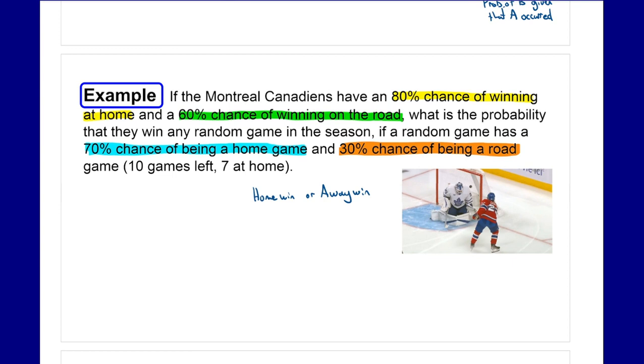So here we have 2 possible scenarios. It could be one or the other. This "or" should indicate that we have to add. So we're going to add the 2 scenarios together. The probability of winning is going to equal the probability of them playing a home game and winning, plus the probability of them playing an away game and winning.